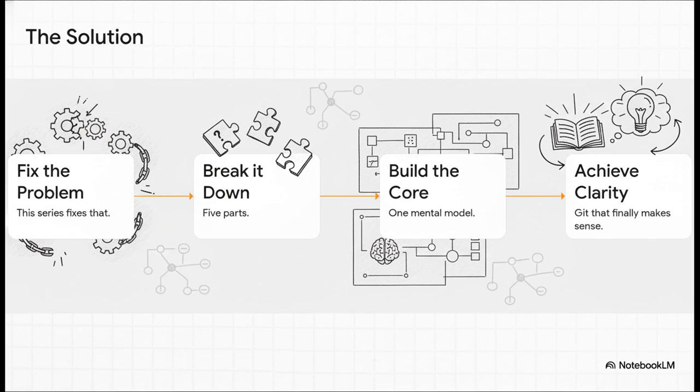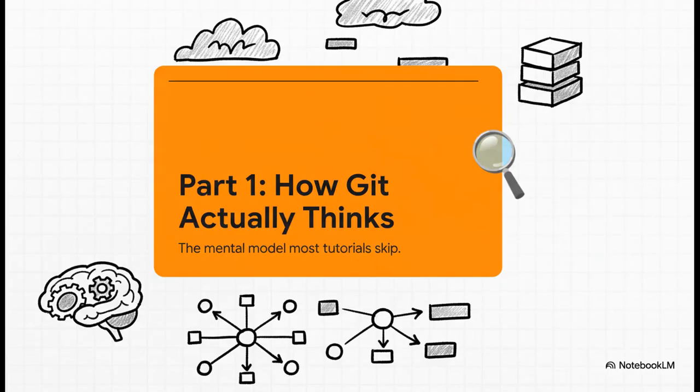Okay, so this series fixes that. We're going to do it in 5 parts. Each one is totally self-contained, but when you put them all together, they build one single complete mental model of how Git actually works, not just what you're supposed to type into the terminal. So how are we going to build that rock-solid mental model? We're going to start with part 1, how Git actually thinks.